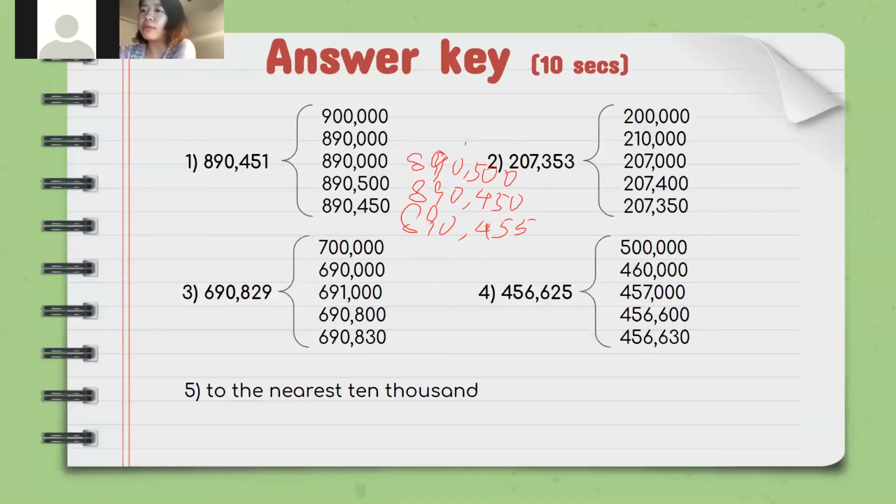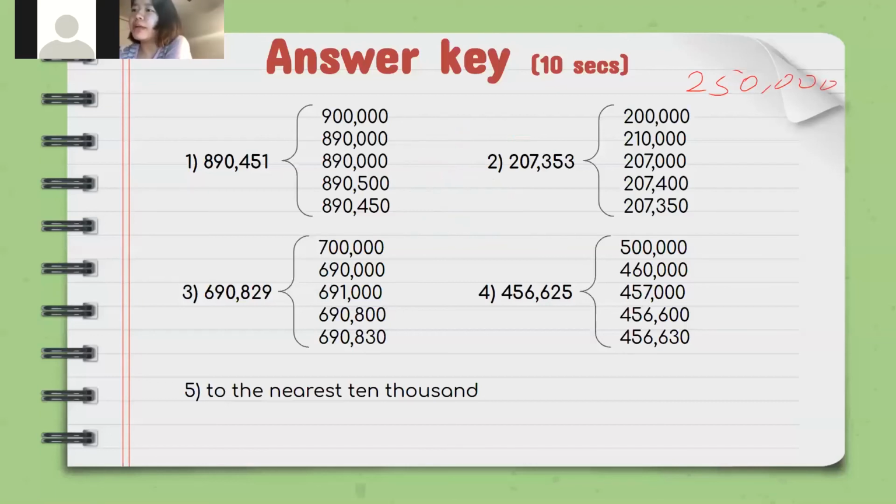Okay, let me erase this one. And for the second one, for the 100,000 place, the midpoint for the 100,000 place is 250,000, and this number is smaller than the midpoint, so we round this number down to 200,000.